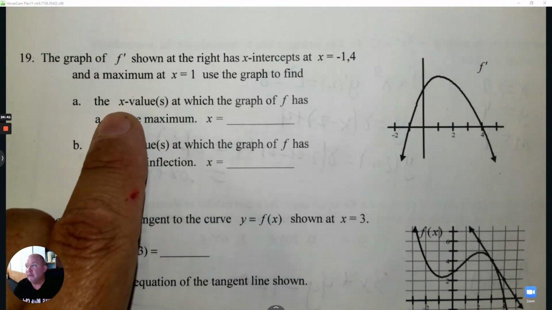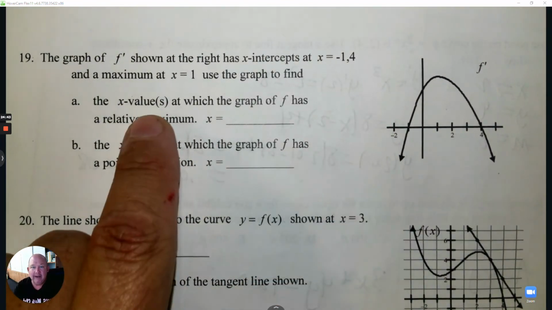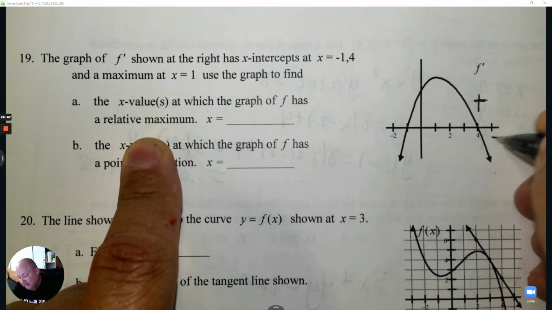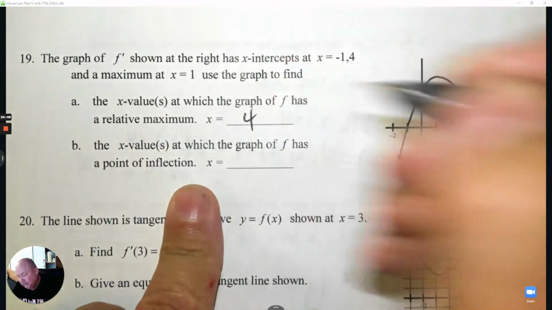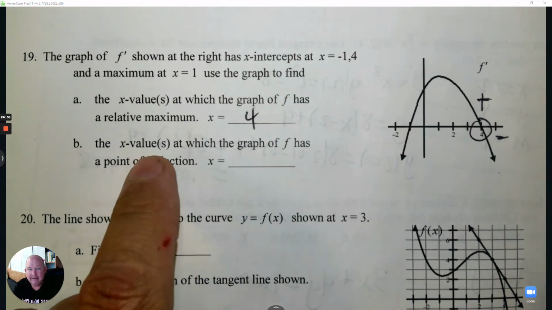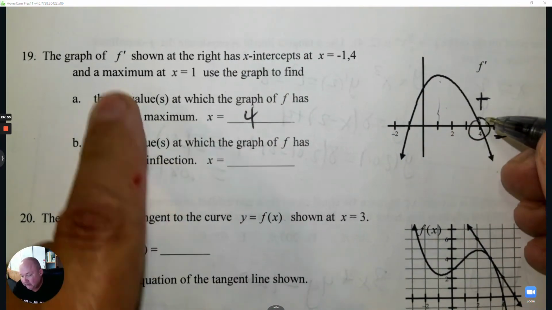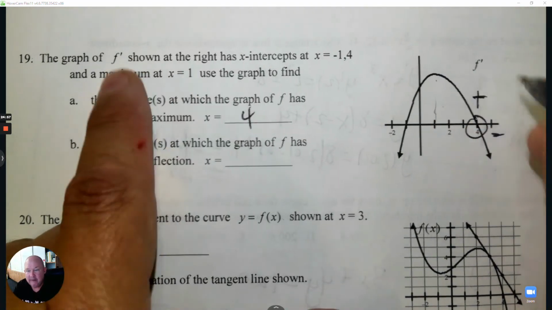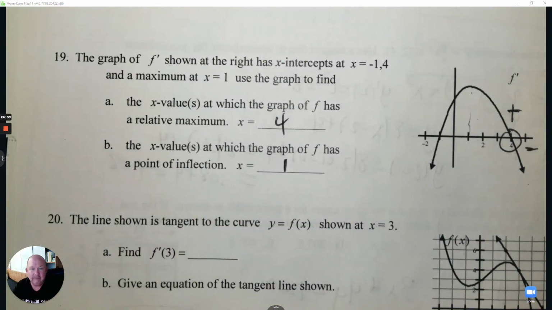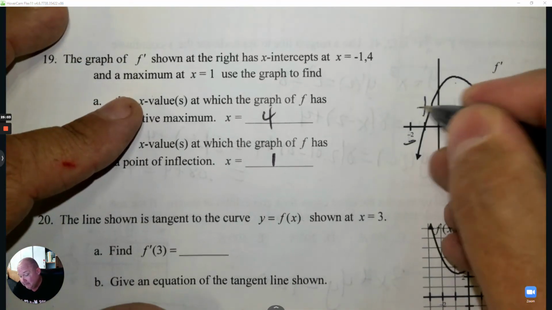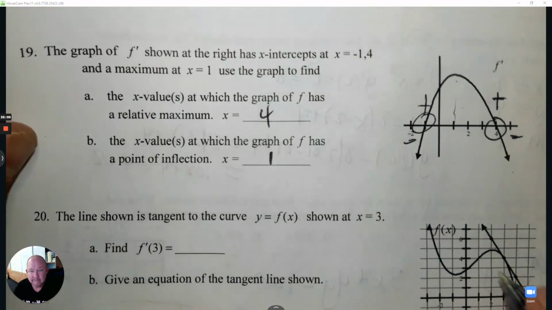The graph of the derivative is shown over here. At what x values do we have a maximum? A maximum is when you go positive to negative, so there's a maximum when x equals 4. A point of inflection is the turning point. So it says there's a maximum at x equals 1, so that is the point of inflection. If it asked for the minimum, it would have been at -1.